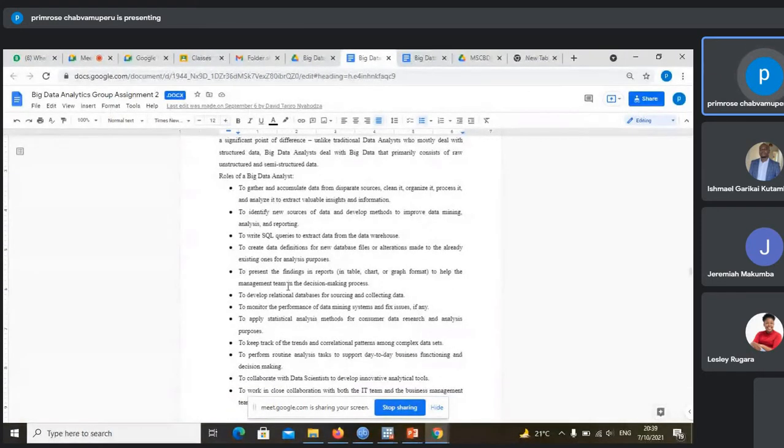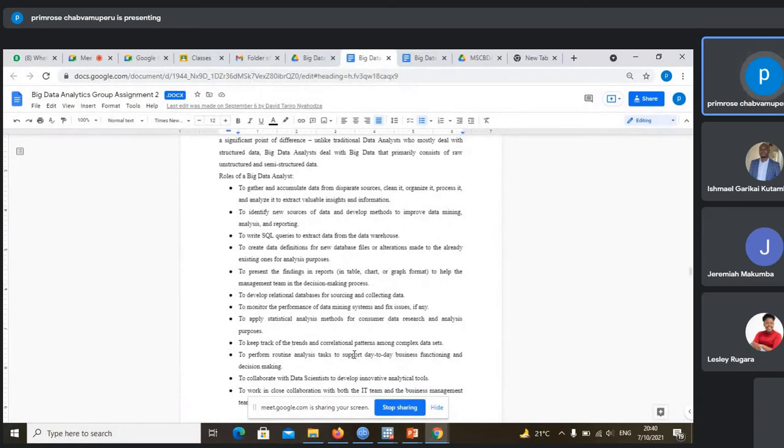Then another one is to develop relational databases for sourcing and collecting data. Then to monitor the performance of data mining systems and fix issues if there are any. Then to also apply statistical analysis methods for consumer data research and analysis purposes. To keep track of the trends and correlational patterns among complex data sets.